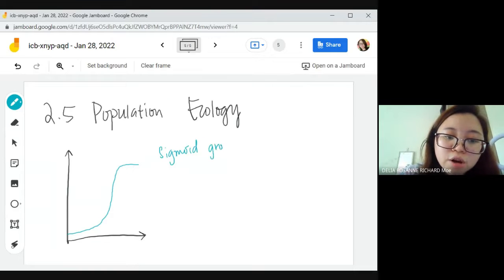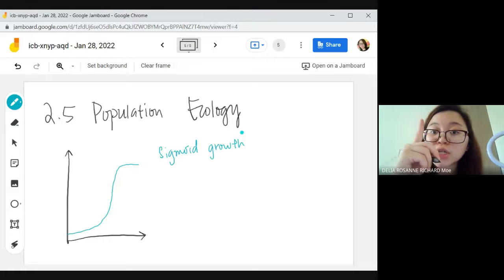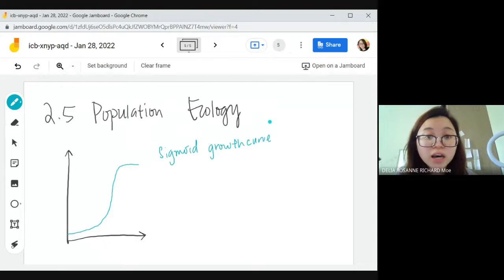But now, instead of talking about one organism only, it's going to talk about the whole population. So it could be population of bacteria. It could be population of animals. Could be population of humans also. So later we'll have a look at that in population ecology.